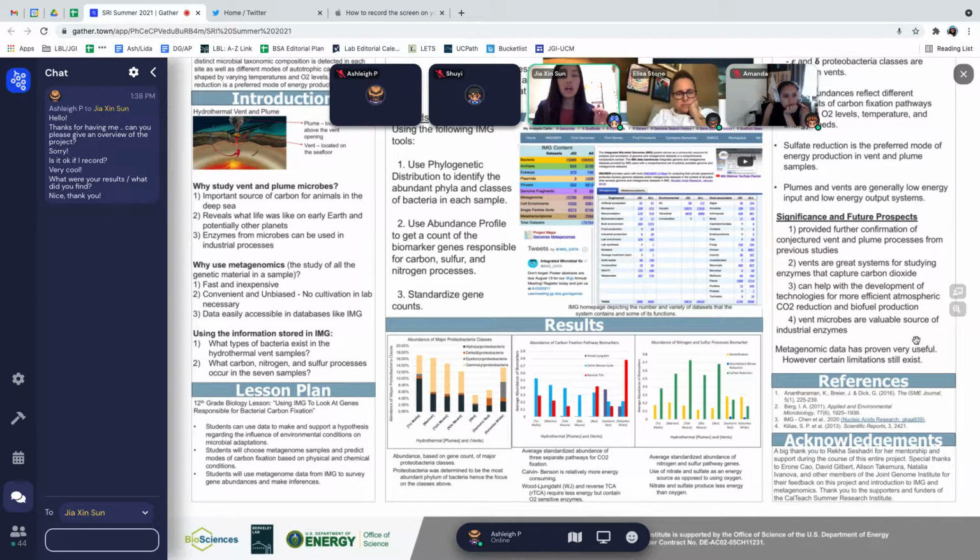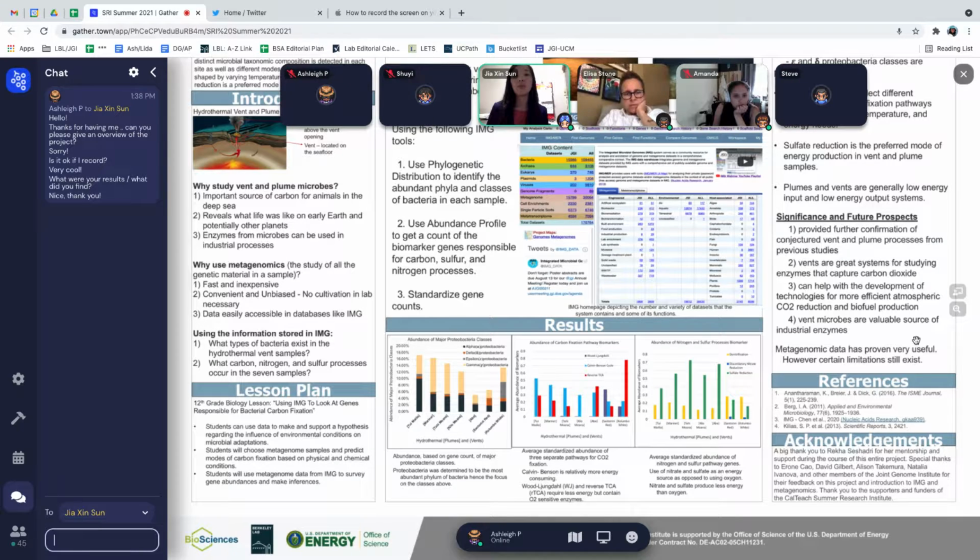I separated the hydrothermal system into two parts. First is the vent. The vent is the opening where the emission happens. What comes out is called the plume. Hydrothermal systems are unique because one location can have several different types of physical and chemical conditions, and that shapes the types of organisms living there, especially the microbial organisms.